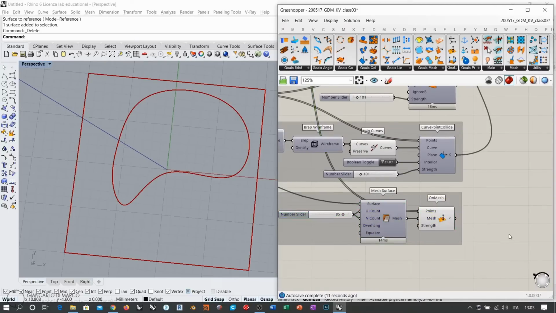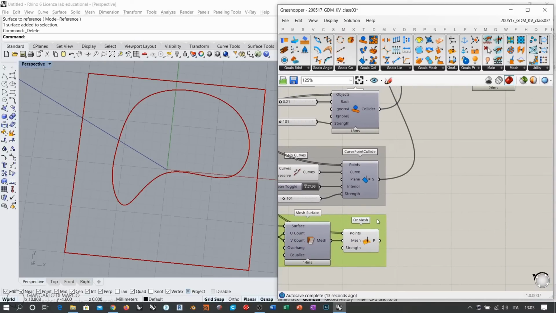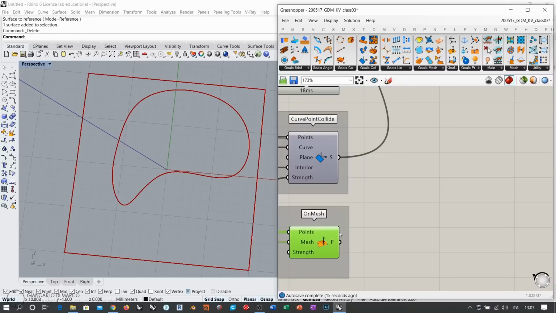And eventually, I can create a switch here. So this is a kangaroo goal. It's called curve to the point. And the other one is called on mesh. What type of data are these? Well, actually, they are simply there.